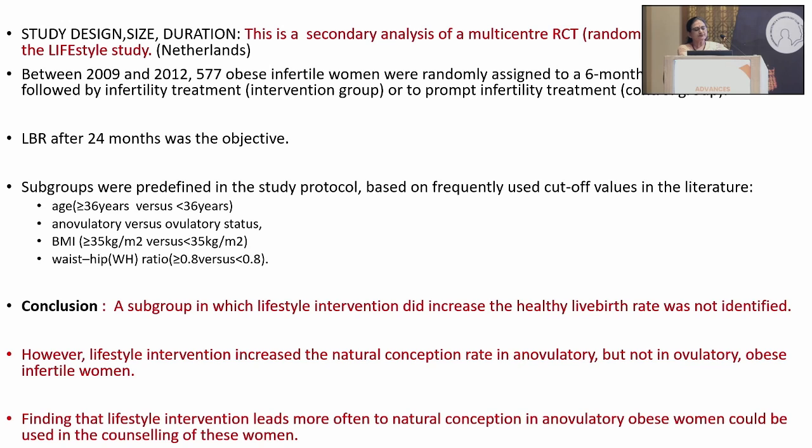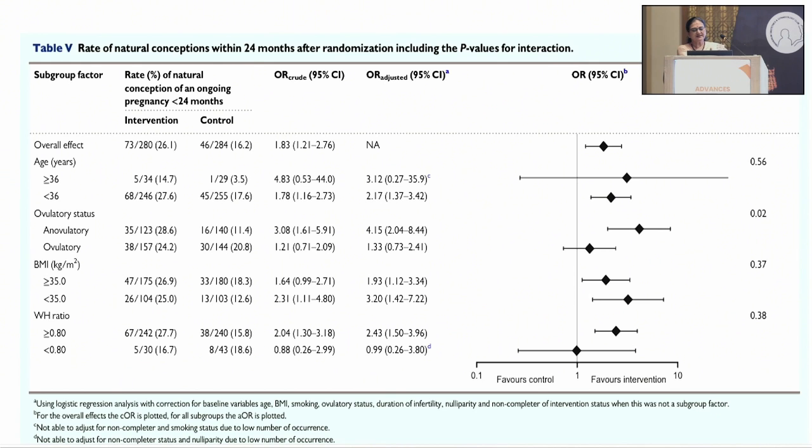And then this was a fallout of that. They did a subgroup analysis into 4 subgroups depending on the age, ovulatory status, BMI and waist to hip ratio. Again, they didn't find any improvement in live birth rate with lifestyle intervention, but they found that there was increased natural conception in obese and non-ovulatory patients, not in the ovulatory patients. So they advise us that for obese non-ovulatory patients, lifestyle modifications will lead to more natural conceptions, and this is a chart. Natural conceptions are increased in those who had interventions.